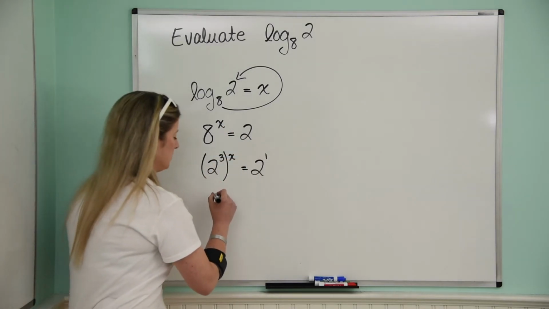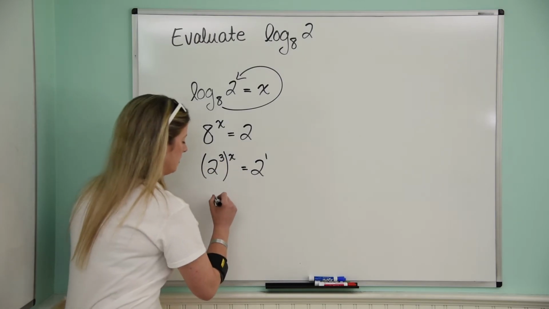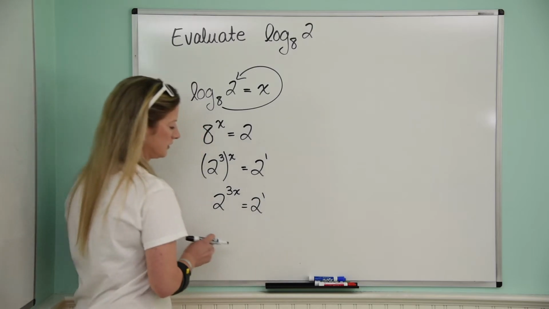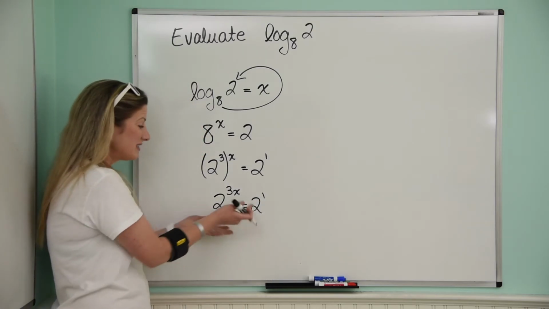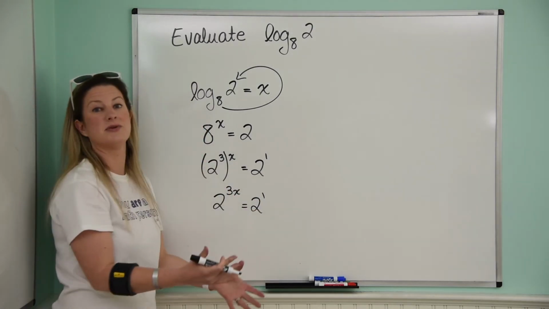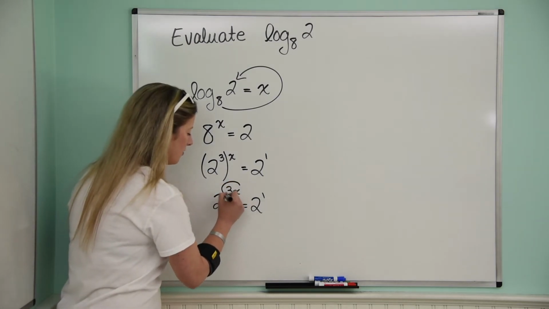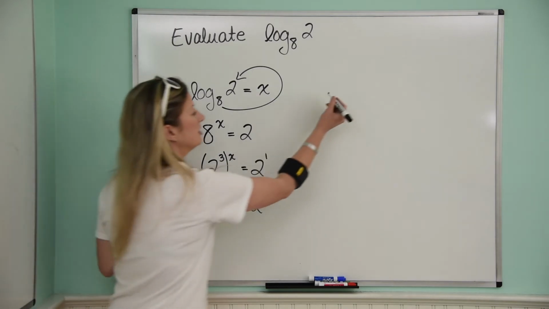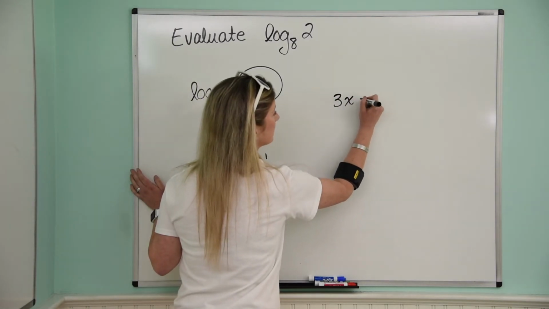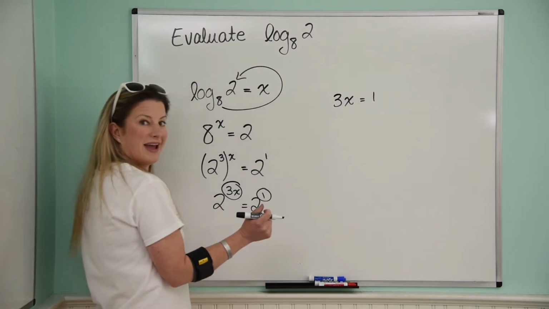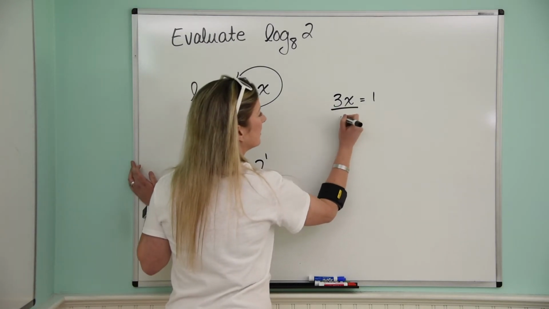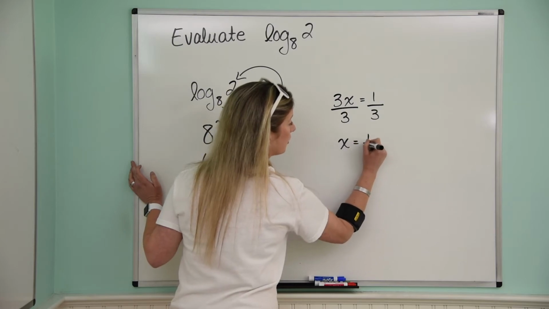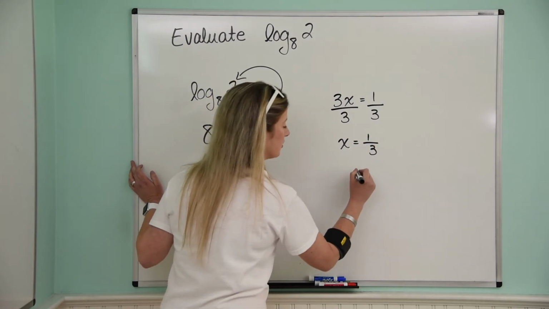Now, our properties of exponents tell us that we multiply these, okay? So it's 2 to the 3x, and that equals 2 to the 1st. Well, look at this. The bases are the same. That was the goal. That's great. So now we say, all right, if the bases are the same, the exponents must be equal. So that means that 3x must equal 1. And then if we're solving for x, we just divide both sides by 3. So x equals 1/3. So then your answer is 1/3.